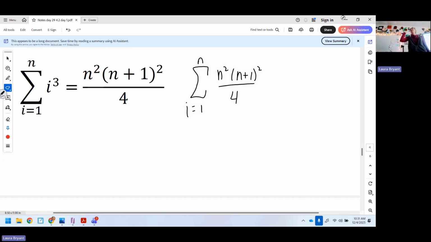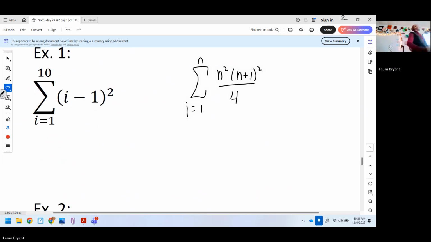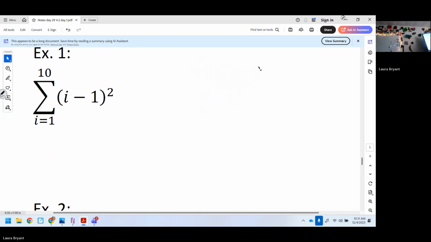Okay, keep this paper on this side. Find your other page of notes, and find this problem on the other page of notes. We're going to do them together. Okay, so on these problems, I have i equals 1 to 10 of this.